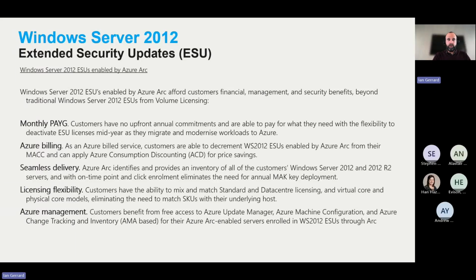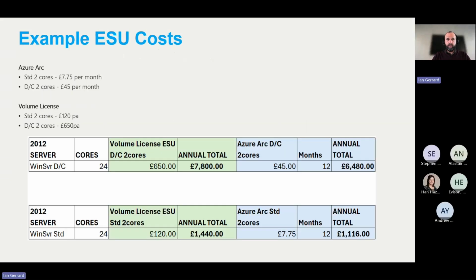The ones enabled via Azure Arc, you can pay monthly. It's done through your Azure billing. A lot more flexibility and a lot easier to deliver. Plus, you get that Azure wraparound management service. So it sounds like Azure Arc is the way to go.